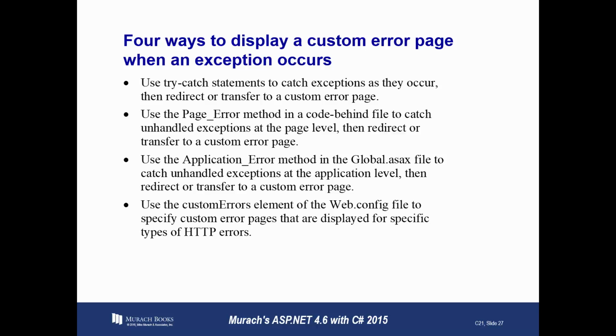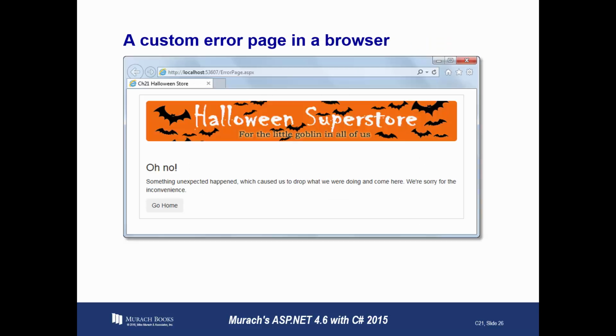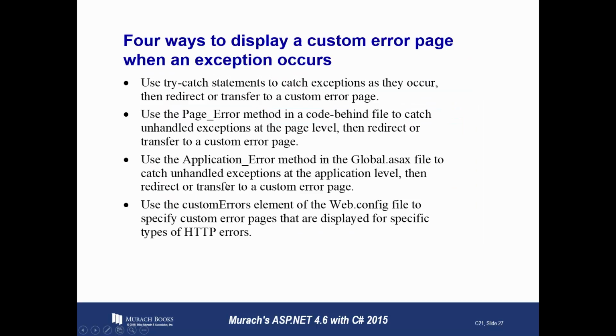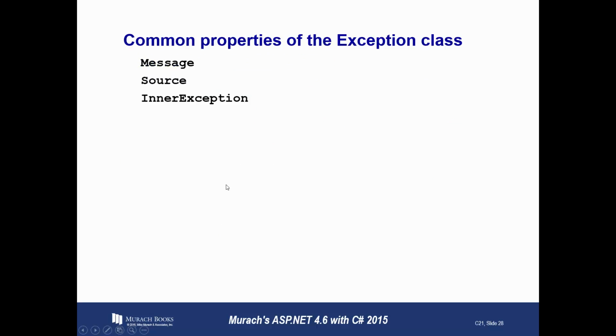So remember, especially if you've got some kind of unrecoverable error, you should display your own custom error page to inform the user that a problem has occurred. It might be something as simple as telling them, something has occurred, we're sorry for the inconvenience, with a go home link, or you might have a try back later type of message. You often see that kind of thing.